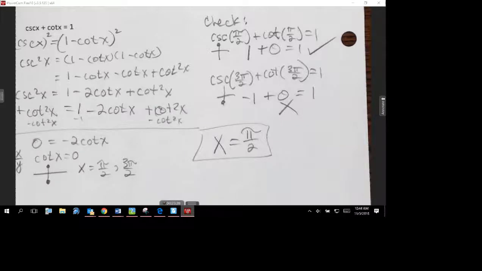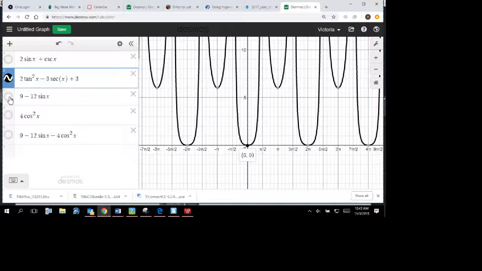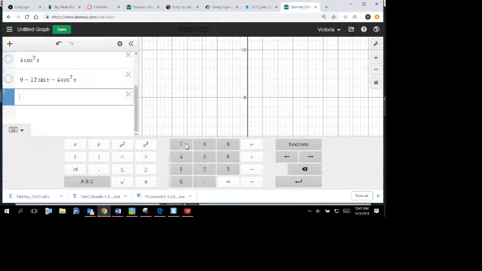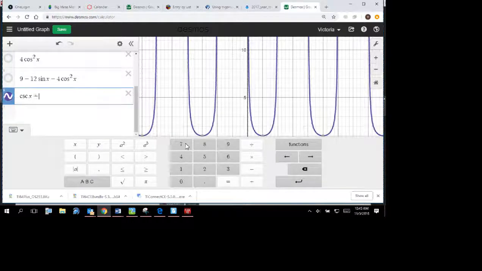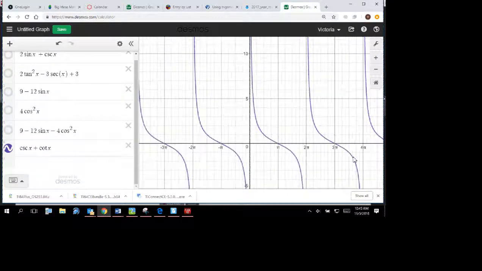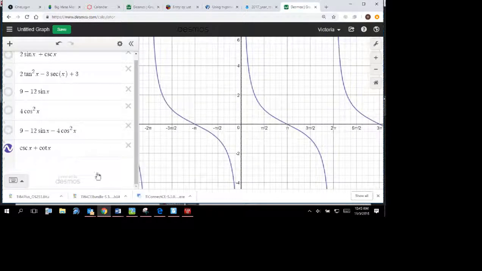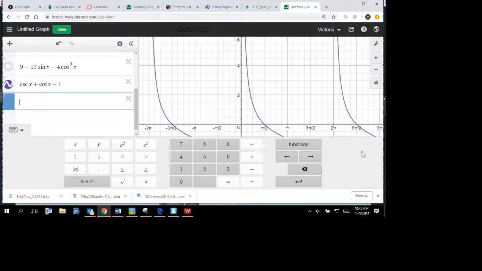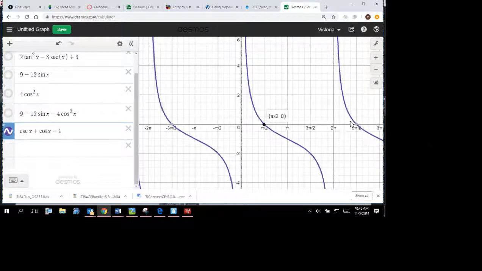We can also graph it on Desmos to check. Cosecant x plus cotangent x. It's not right. What did I type in wrong? Oh, -1, thank you. Or I could put equals 1. Anyway, here we are. Pi over 2. Only answer.